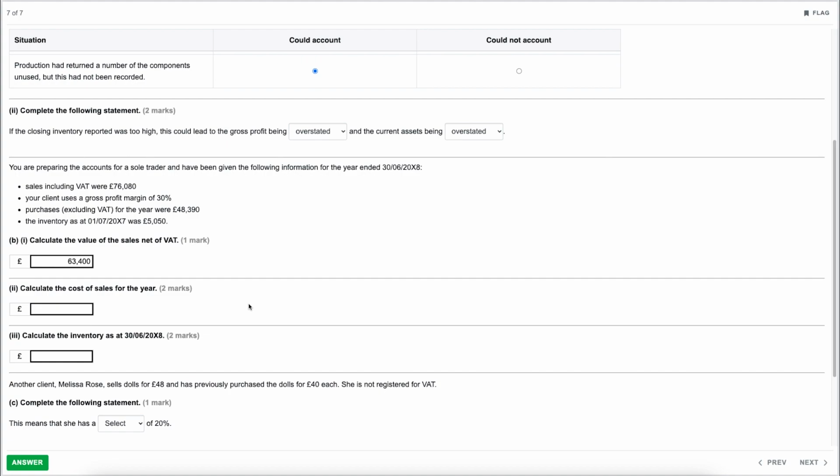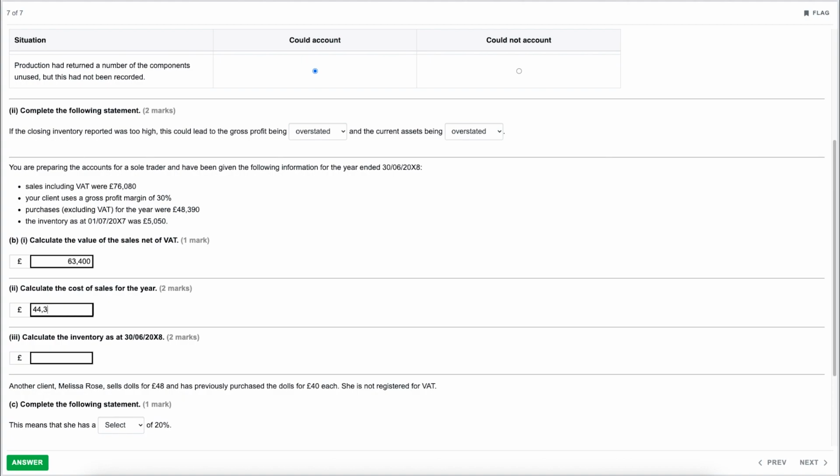Now, to calculate the cost of sales, it states that gross profit margin was 30%. So if you've got your sales figure now of 63,400, what we're saying is that 30% of that figure is profit and 70% will relate to your cost of sales. So to get your cost of sales figure, it would simply be 63,400 multiplied by 70%. Which gives you a cost of sales figure of 44,380.